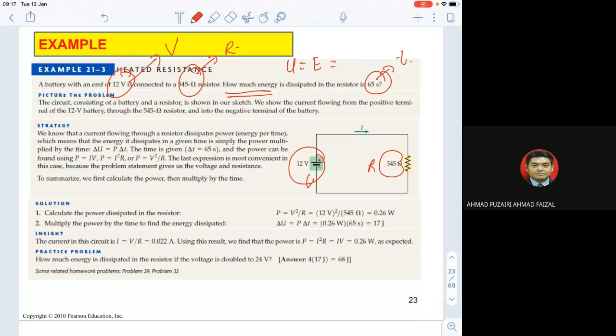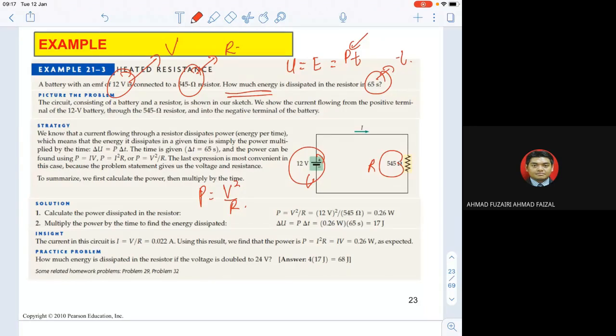Remember, E is equivalent to P times T. So we need to find the power, and we need to find power using V and R. So P equals V squared over R. Because we don't have I, we get the information from the question only, so that we reduce the chance of mistakes.